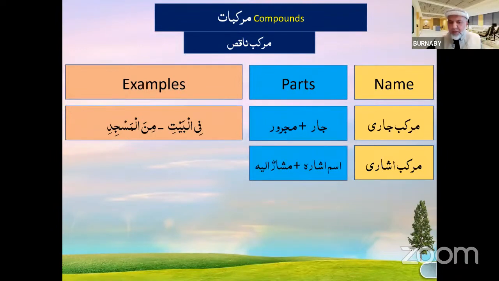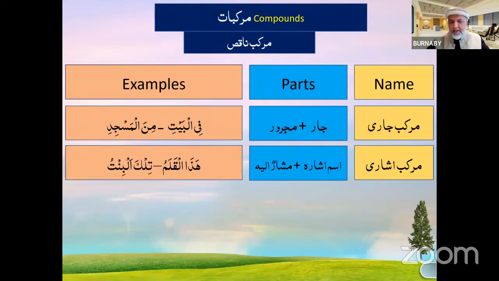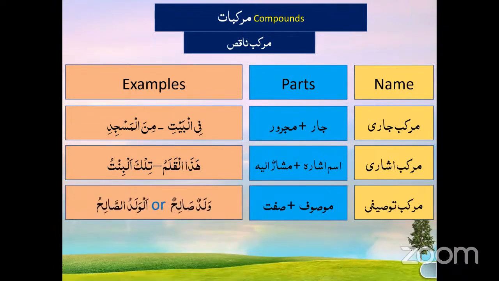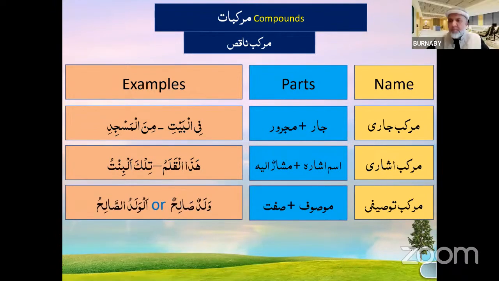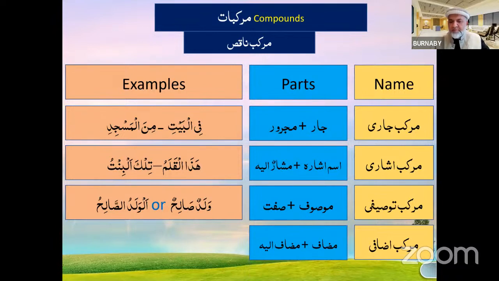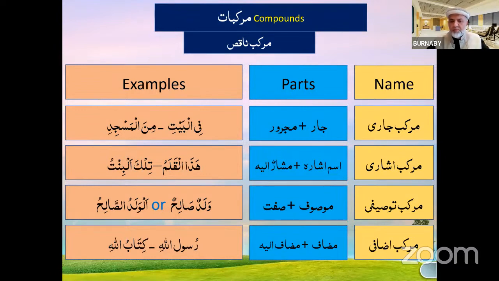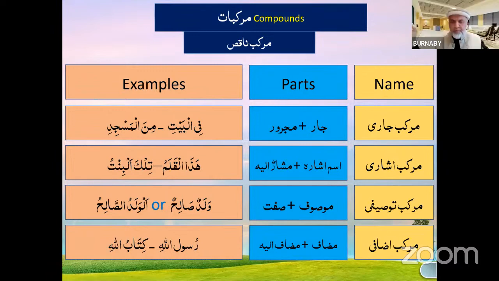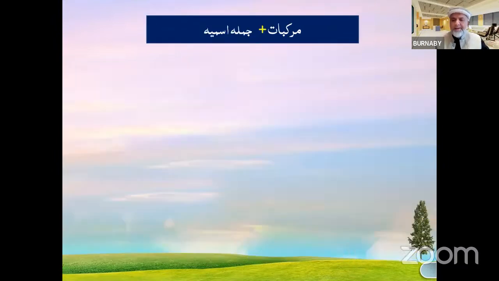Murakkab-e-Ishari: Ismun Ishara, Musharun Ilay. Hazal Kalamu, Tilkal Bintu, okay? Murakkab Tawsifi: Mausuf and Sifa. Waladun Salihun, meaning a righteous boy, or Al Waladus Salihu, the righteous boy. And then we have Murakkab Izafi: Mudaf plus Mudaf Ilay. Rasulullahi, Kitabullahi, Allah's Rasul, Allah's Book. Now, this is nothing new. We did this before Ramadan. So again, trying to bring it back into your memory. And so these are the four.